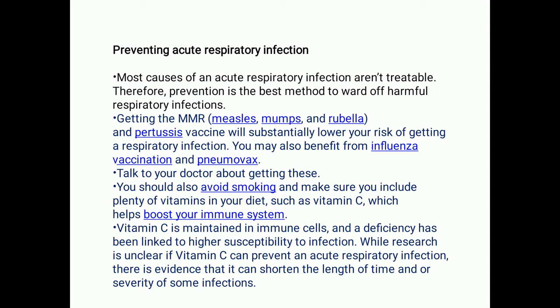Vitamin C is maintained in immune cells, and a deficiency has been linked to higher susceptibility to infection. While research is unclear if vitamin C can prevent an acute respiratory infection, there is evidence that it can shorten the length of time or severity of the infection.